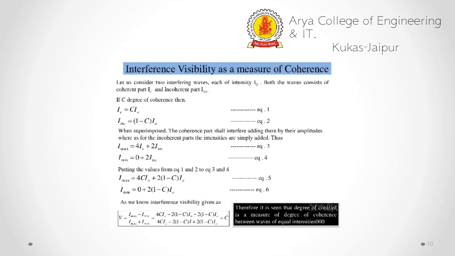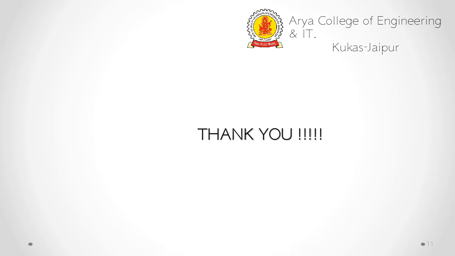As we know, interference visibility is given as V is equal to Imax minus Imin upon Imax plus Imin. Putting the values of Imax and Imin and solving this equation, we get V is equal to C. Therefore, it is seen that the degree of contrast is a measure of the degree of coherence between waves of equal intensities. In this way, we have completed the topic of coherence.